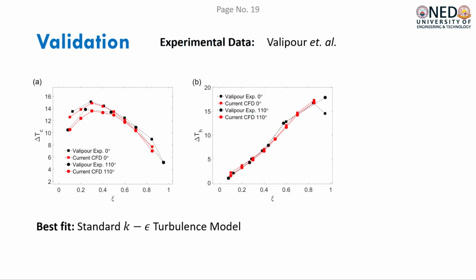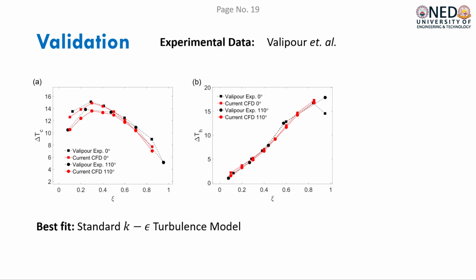The experimental data from a published paper of Valipour and Niazi is used, in which straight vortex tube and curved vortex tube of curvature 110 degrees are presented. The cold temperature difference as well as hot temperature difference at different cold mass fraction are validated for both tubes.